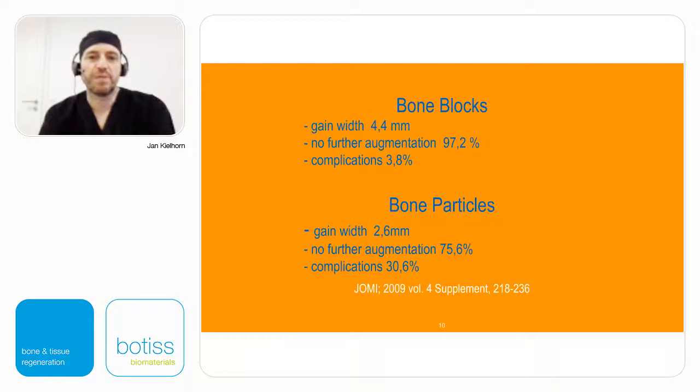If we're looking at bone particles, they had only a gain of 2.6 millimeters in this study. No further augmentation was needed in 75%, because if you use particles, you have more resorption, of course. And we had a complication in 30% of the cases, because when you had an opening up of that defect or membrane problems, then you will lose a great part of the particles, because you get an ingrowth of granular tissue, and you lose quite a lot of it. So we have a higher complication rate.